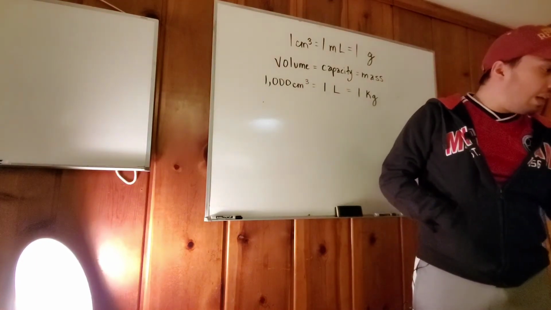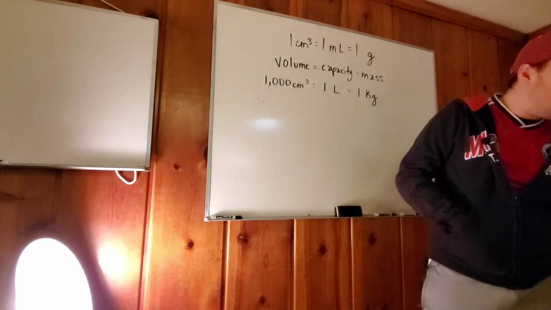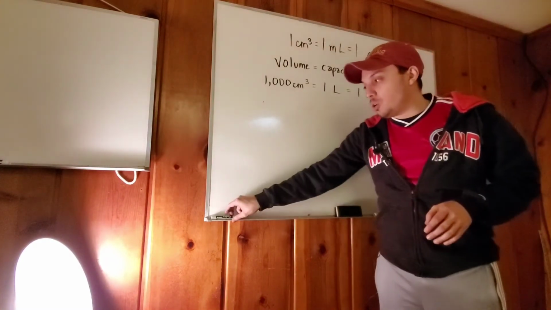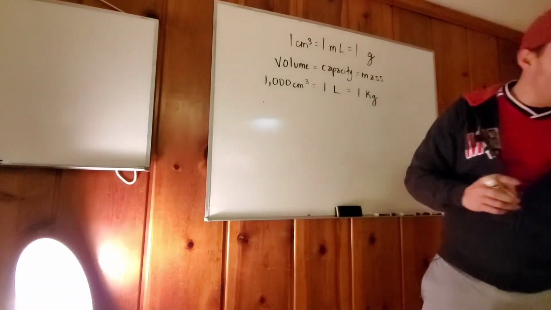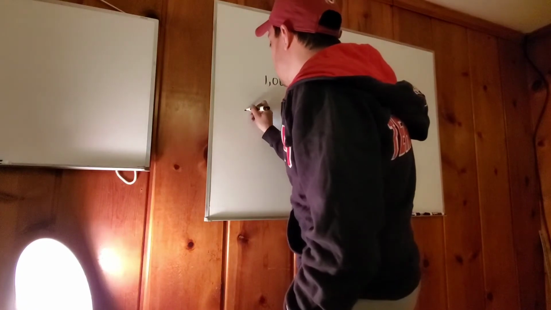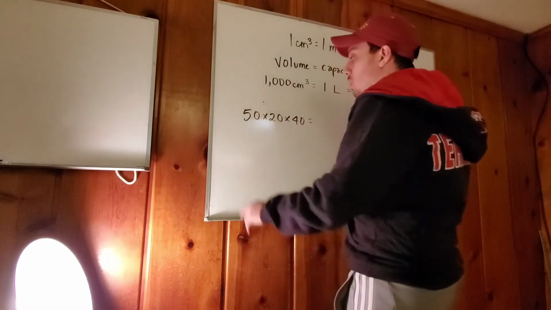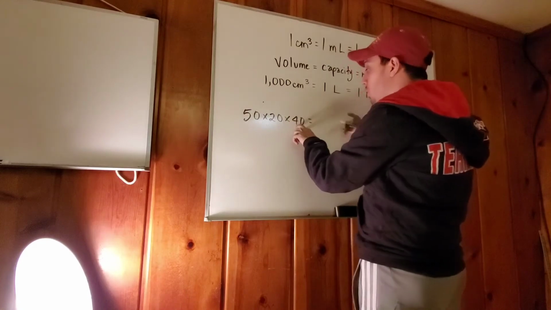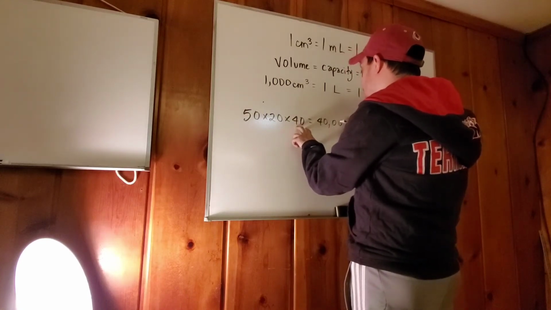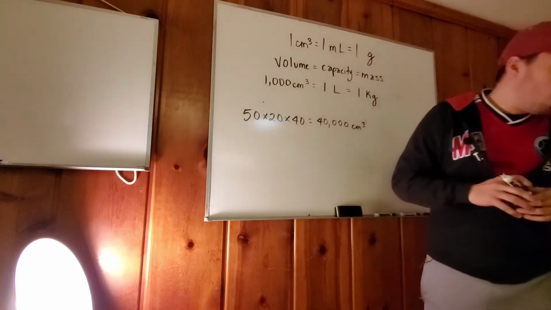Because in example 1, they say Ray has a fish aquarium that is 50 centimeters long, 20 centimeters wide, and the aquarium is filled with water to a depth of 40 centimeters. So they have an aquarium that is 50 by 20 by 40. If we multiply together, 5 times 2 is 10, times 4 is 40, so it'd be 40,000 centimeters cubed. That is how much it was, right?